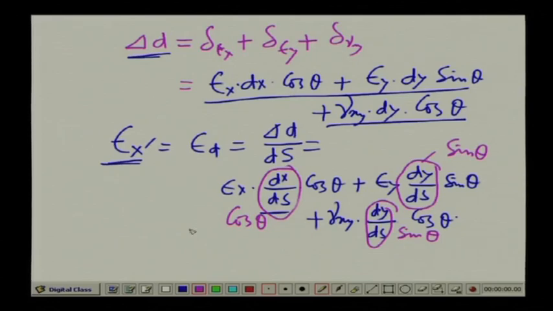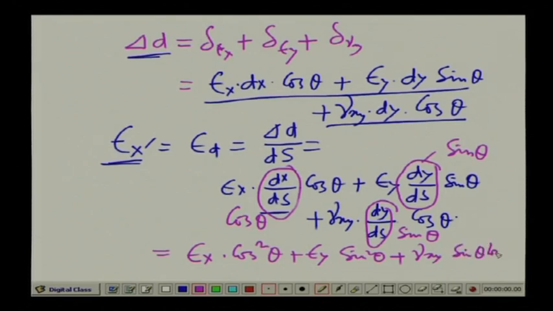Hence, the whole thing gives us epsilon x times cos square theta plus epsilon y times sin square theta plus gamma x y sin theta cos theta. So, epsilon x dashed is the strain in the x direction in terms of the strain epsilon x, epsilon y and gamma x y, given as epsilon x cos square theta plus epsilon y sin square theta plus gamma x y sin theta cos theta.